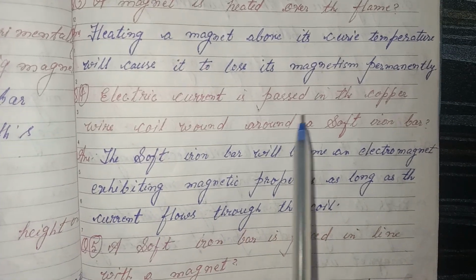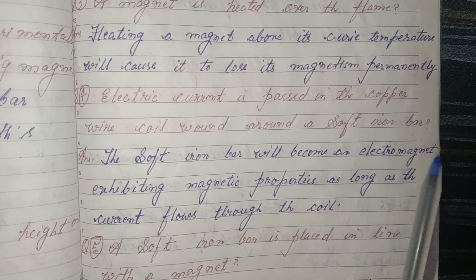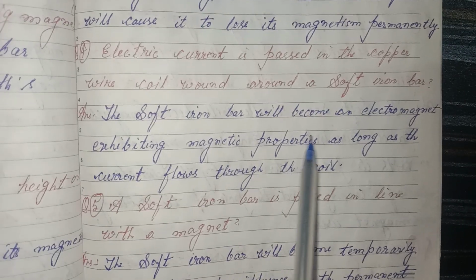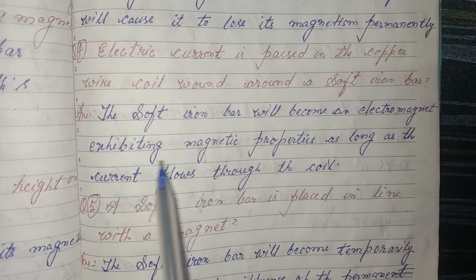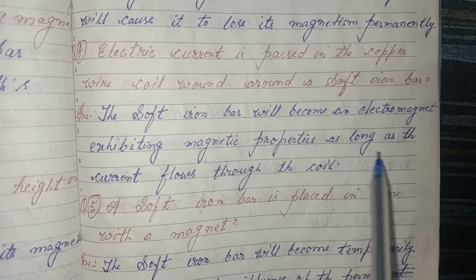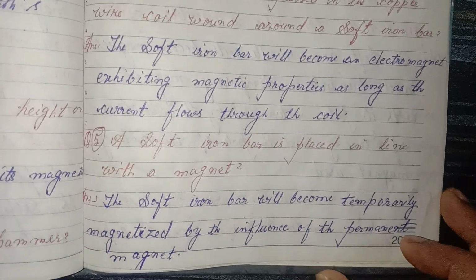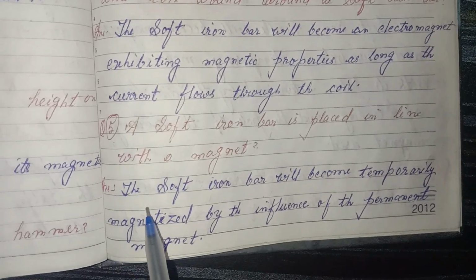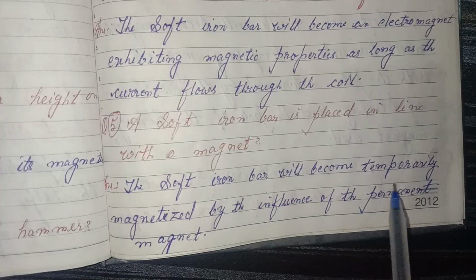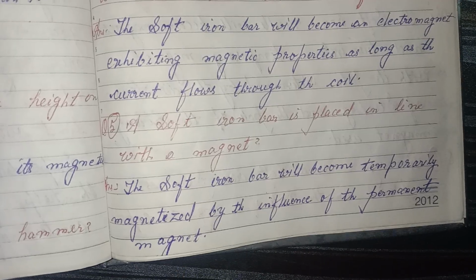4. Electric current is passed in a copper wire coil wound around a soft iron bar. Answer: the soft iron bar will become an electromagnet, exhibiting magnetic properties as long as the current flows through the coil. 5. A soft iron bar is placed in line with a magnet. Answer: the soft iron bar will become temporarily magnetized by the influence of the permanent magnet.